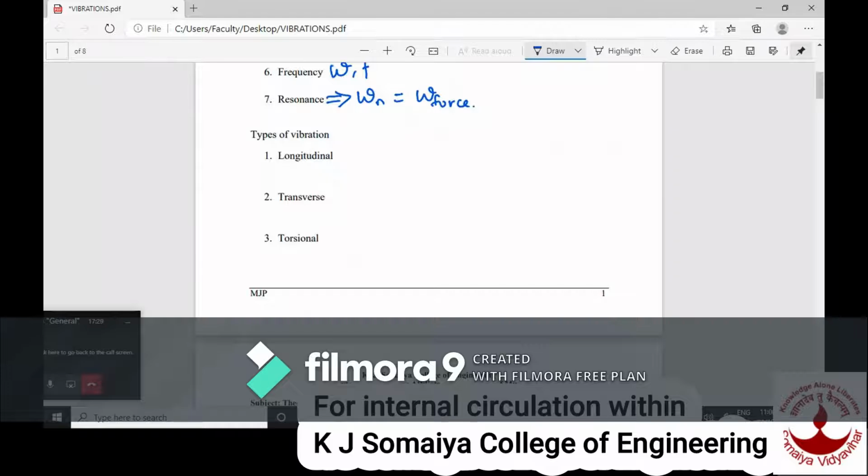Then different types of vibrations. There are basically three different types of vibrations. Longitudinal vibration, for example, assume that likewise one shaft is there. At the end of that shaft one heavy disc is connected, and this disc is subjected or excited in this direction. This type of vibration is called longitudinal vibration.